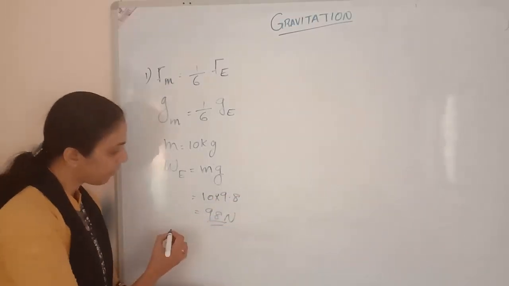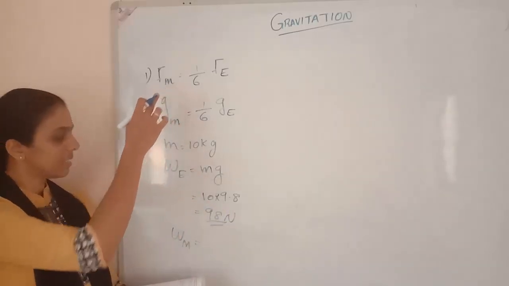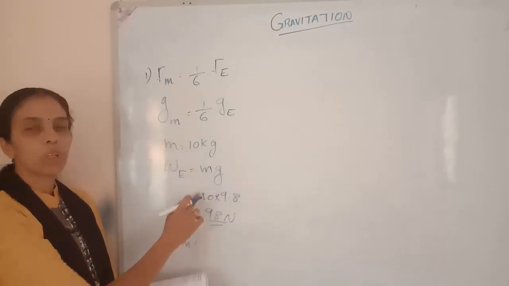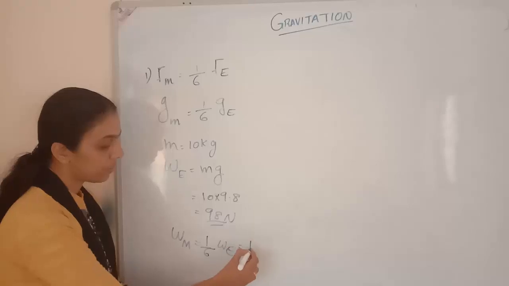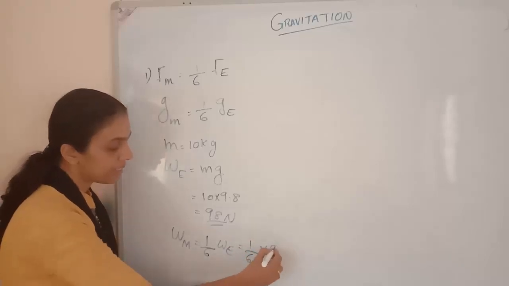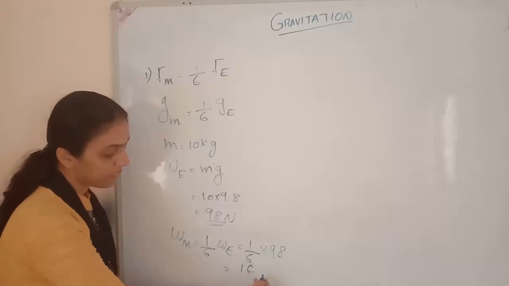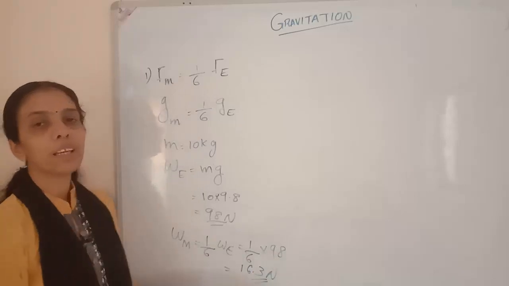So what will be the weight on moon? Weight on moon is 1/6 of weight on earth. So it will be equal to 1/6 into 98. So he will feel it as 16.3 Newton. Okay, that will be the weight on moon.